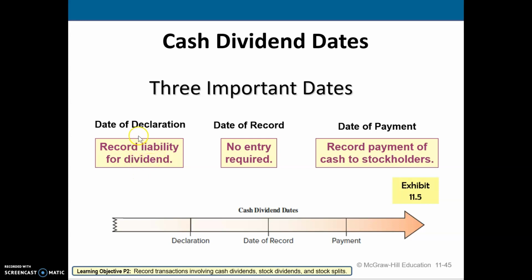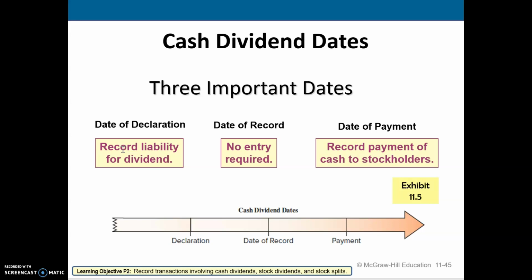The date of declaration. So at the meeting, the board declares the dividends. When the board declares the dividend, they have a legal obligation to pay it. So a liability arises on the date that it is declared. So we have to make a journal entry, even though they're not going to pay it till later, because we have to record that liability.